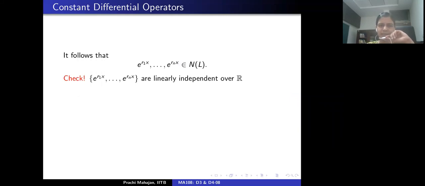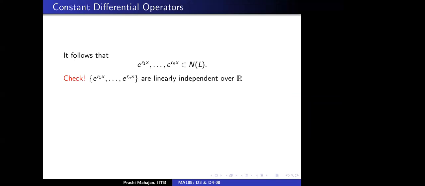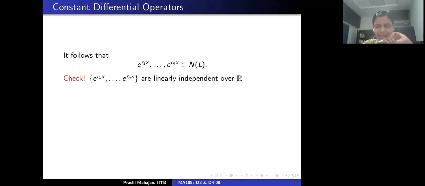All you need to do is write down the definition and it should fall through: the linear independence of these n functions over the real line. Is that okay? But ma'am, we are saying R1, R2, ..., Rn are all distinct, so they have to be linearly independent, no? e to the power R1x, e to the power R2x. Correct.